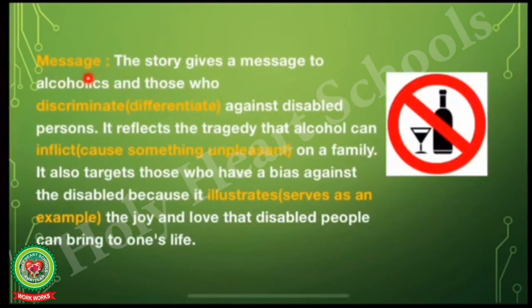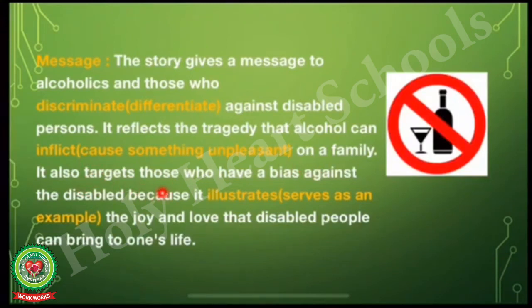So what's the message given in the story? The story gives a message to alcoholics and those who discriminate against disabled person. Underline the word discriminate and write down differentiate. The story gives a message to alcoholics and the ones who differentiate between disabled people and abled ones. So it reflects the tragedy that alcohol can inflict. Underline the word inflict and write down cause something unpleasant. So it reflects the tragedy that alcohol can inflict on a family.